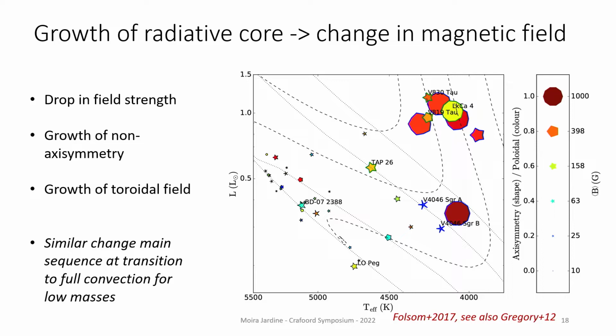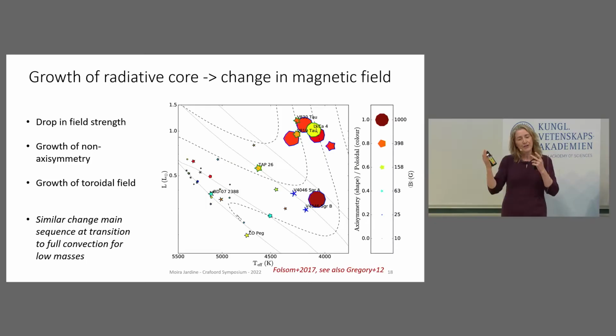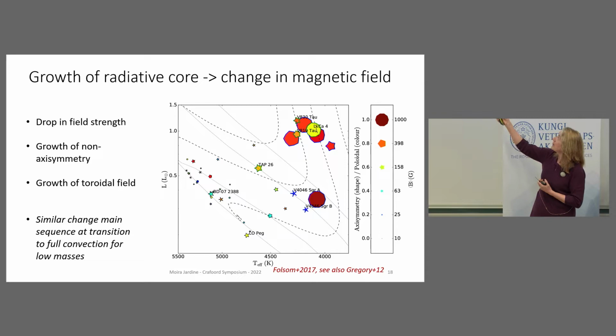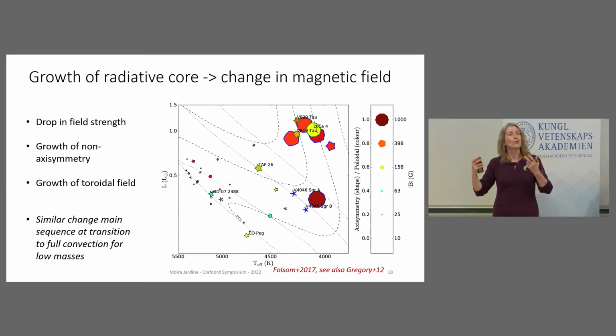The other thing you notice is the color of the symbols, and that's telling us about whether the field is mainly poloidal or toroidal, a detail for the experts. But the color changes, becoming much more toroidal down here. And you notice that the shape of the symbol changes. They go from being almost round up here to being more star-like down here. And that change in shape is telling us about the change of the degree of axisymmetry of the fields. So they're very symmetric when they're fully convective and quite non-axisymmetric when they've got a radiative core.